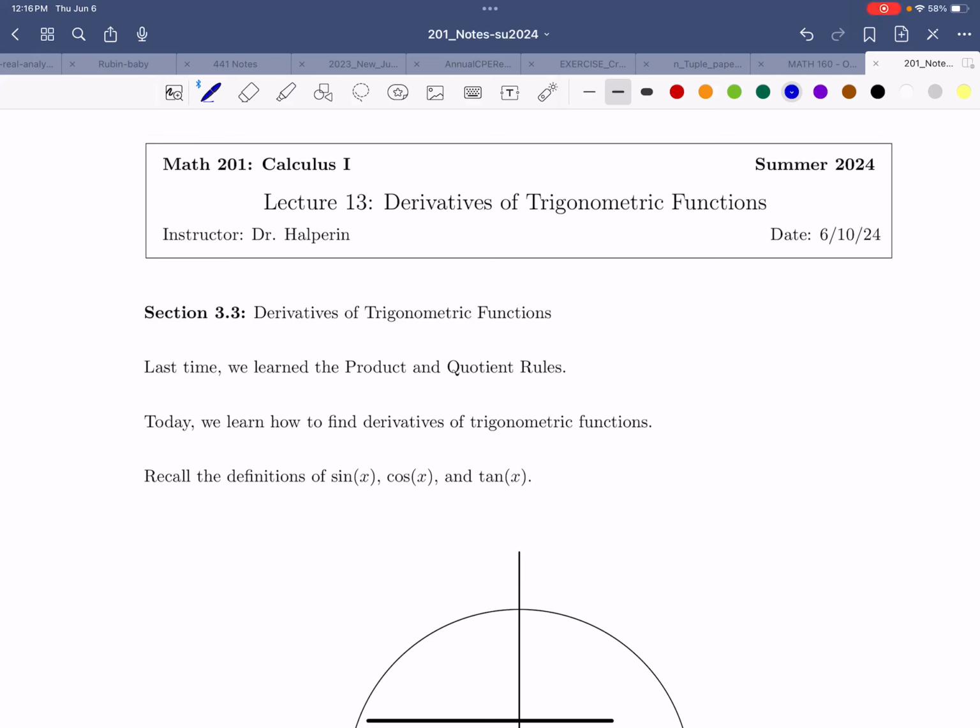Let's discuss the next topic. Section 3.3, the derivative of trigonometric functions.